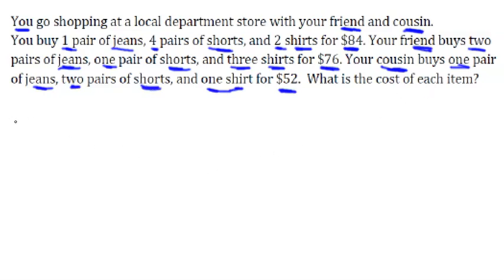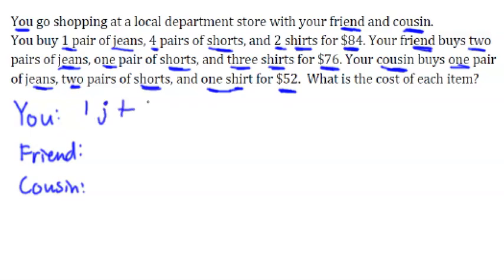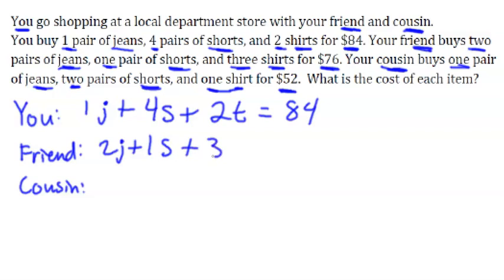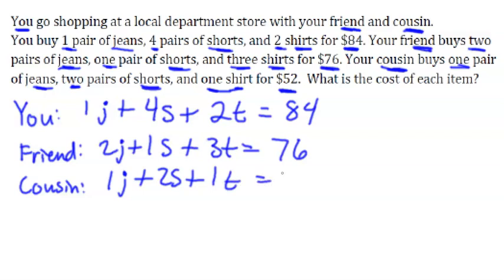So on here we're going to set up a system of 3 equations. We have you, we have your friend, and then we have your cousin. You are going to buy 1 pair of jeans, so let's just say that's 1J, and then 4 pairs of shorts, so it'd be 4 times S, and then 2 shirts, we'll call it 2T for t-shirts. And then that would be $84. Your friend would be 2J plus 1S plus 3T equals $76. And then your cousin would be 1J plus 2S plus 1T equals 52.